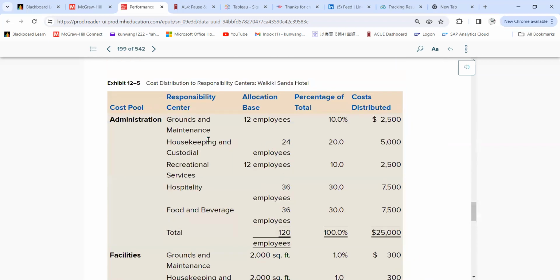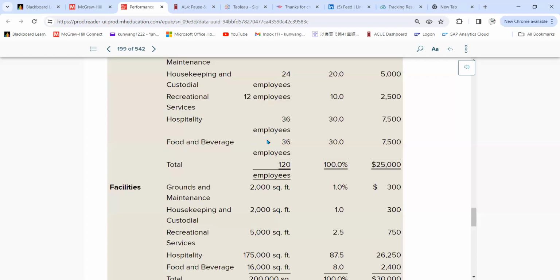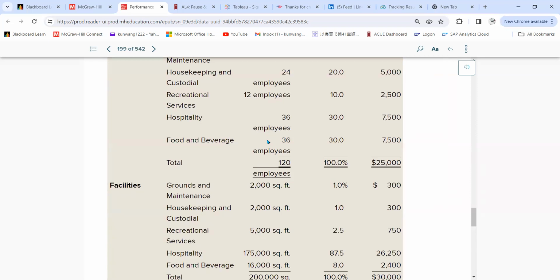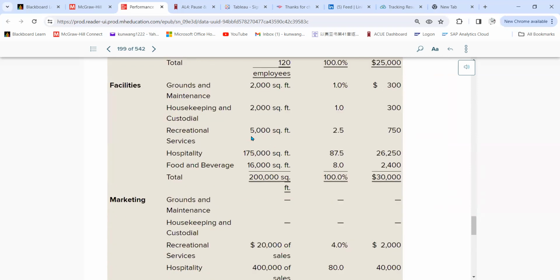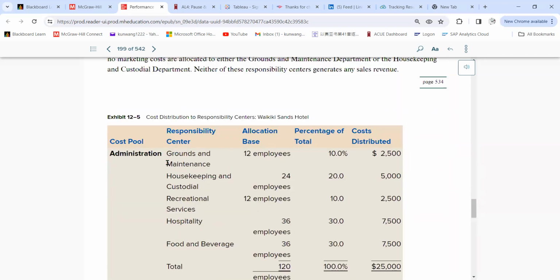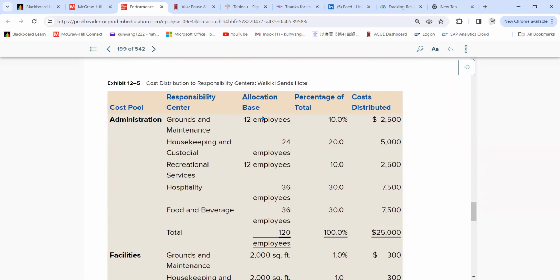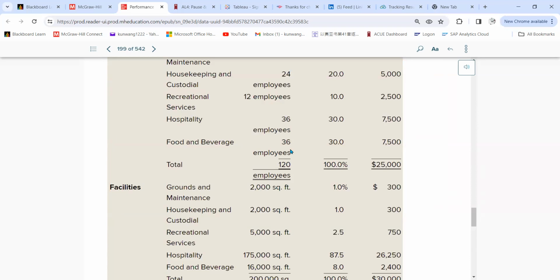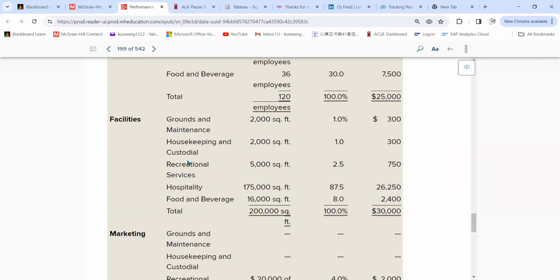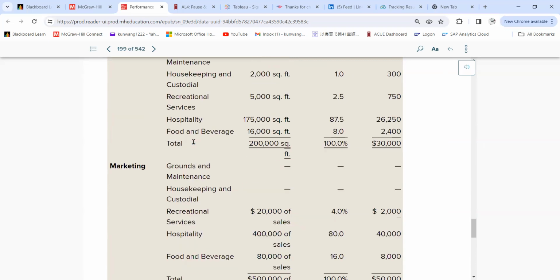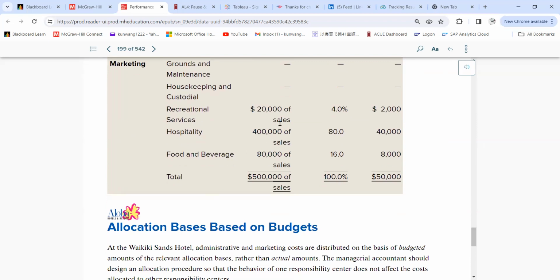So that's like they talk about admin, the cost pool, right? In this case, the ABC, activity-based cost drivers, can help make the job more accurate. They allocate the cost centers using different cost drivers or allocation bases, right? They use the employee numbers for the maintenance and housekeeping, and for the facility type of cost, different cost features use the square feet, the area of the facility maintenance. And the marketing uses the sales.